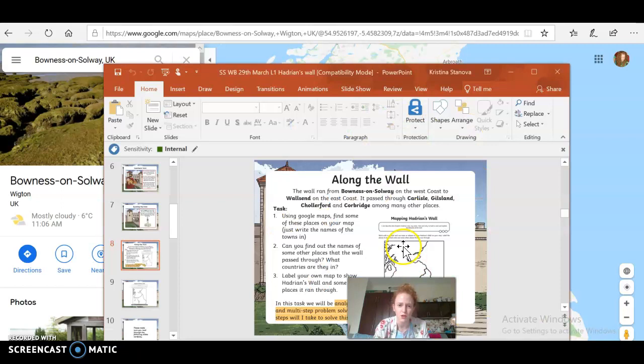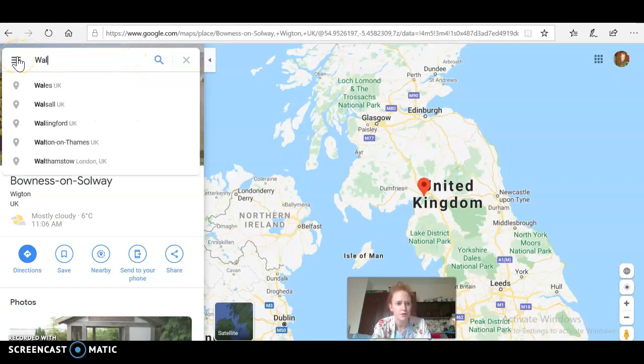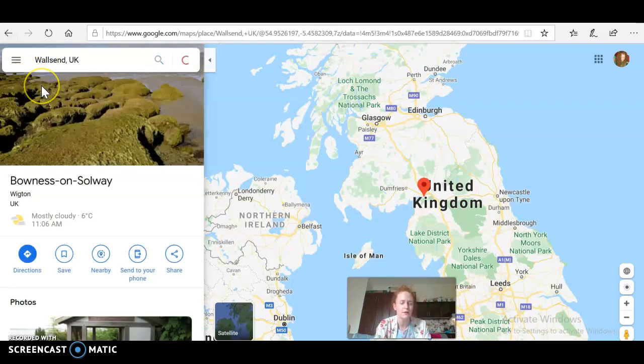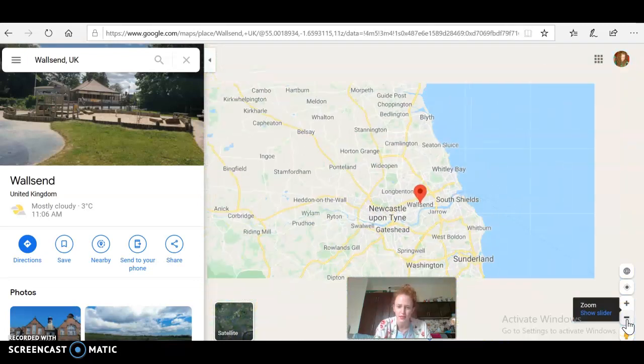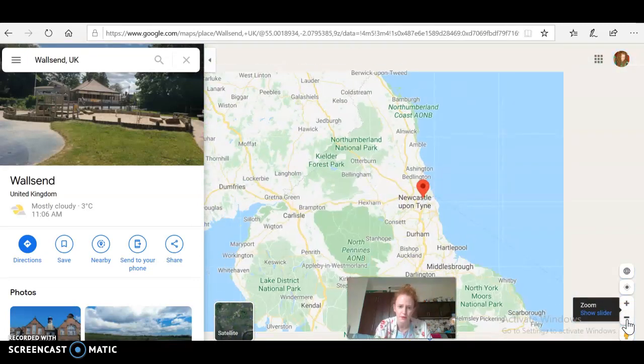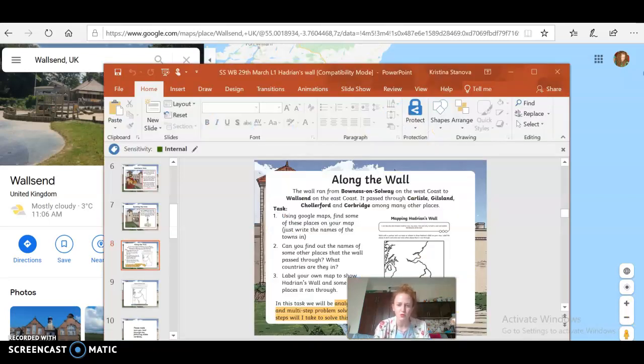What is the second one? The second one mentioned is Wallsend, okay? Wallsend, UK. Again, I will zoom out so I can see it a little better on my map. There we go. So I will take my pen and I will mark this city as well, okay? You will need to keep doing this until you find Carlisle, Gilsland, Cholerford, and Corbridge, okay? So just write the names.